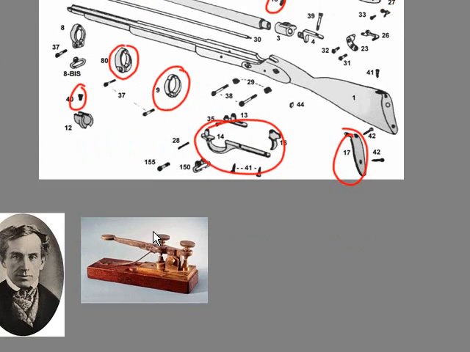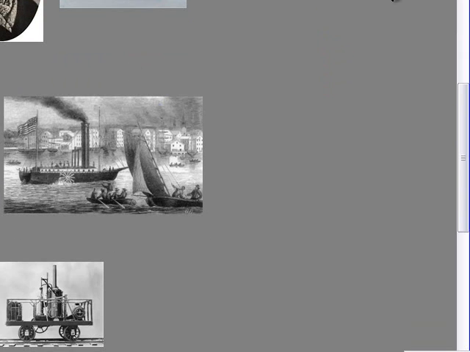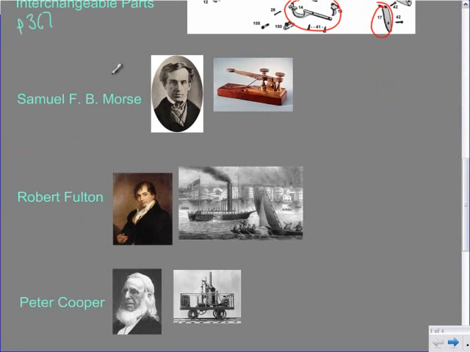Another inventor during this time is this guy right here, looking super pumped about life, Samuel F.B. Morse. He is on page 368. He invents this contraption right here, the telegraph. If you can remember his last name, Morse code. The beep beep beep beep. You send messages to people through Morse code.